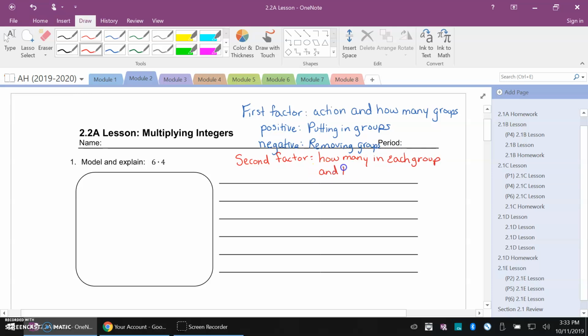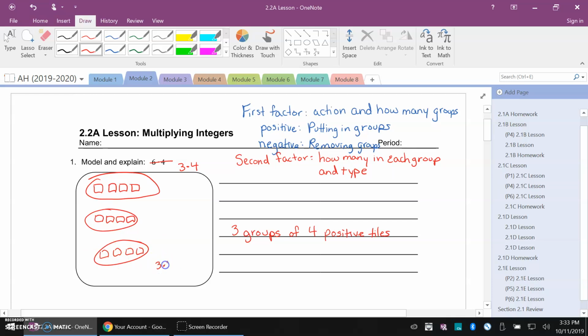So we are going to change the 6 times 4 to 3 times 4 to make it less work. So the 3 means that you have 3 groups of 4 positive tiles. So we are going to draw 1, 2, 3, 4, and we're going to put a circle around it to show a group. That's one group, but we need 3. So we're going to add another group and then another group. And that is why 3 times 4 equals 12.